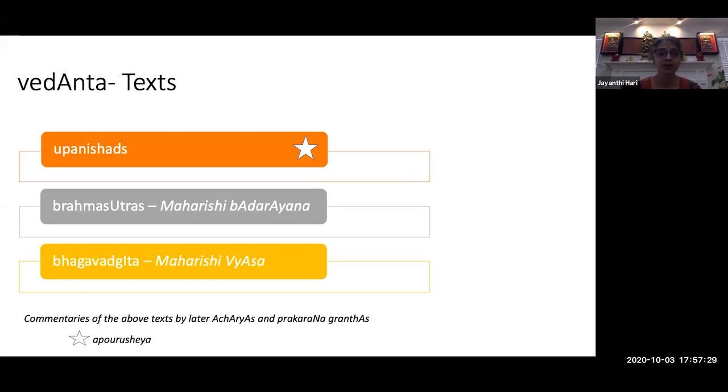Before I start off, I want to reinforce the idea of apaurusheyam and how the Vedas are the supreme reference point for Vedantins. The reason I'm stressing this is, since Brahman is abstract, there is no way we can even try to understand it unless we refer to the Vedas. So I want to set that very clearly up front. Vedas are the supreme source of valid knowledge as far as the Vedantins go. Vedantins are the seekers of this entity called Brahman.